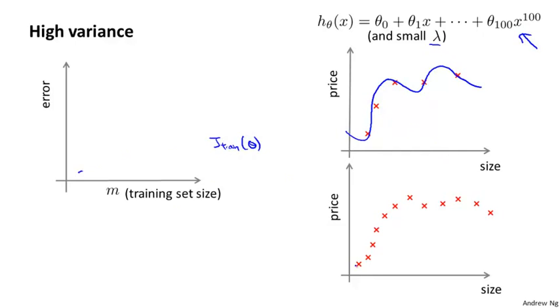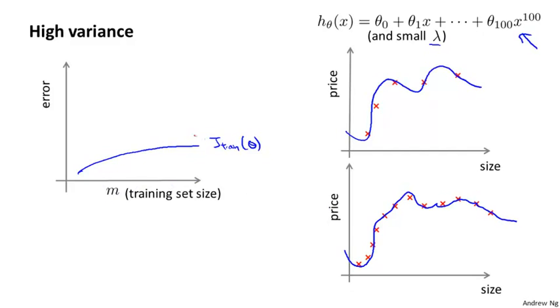And as this training set size increases a bit, we may still be overfitting this data a little bit, but it also becomes slightly harder to fit this data set perfectly. And so as the training set size increases, we'll find that JTrain increases, because it's just a little harder to fit the training set perfectly when we have more examples, but the training set error will still be pretty low.